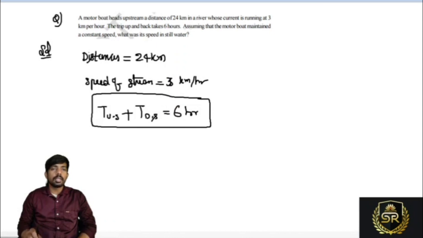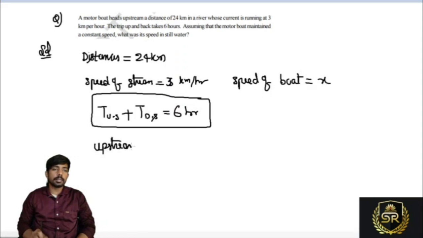So assuming that the motorboat maintains a constant speed, what was the speed in still water? So the speed of the boat is being asked. Speed of the boat is what? Let us say x. We don't know x. So we already discussed, upstream means what?